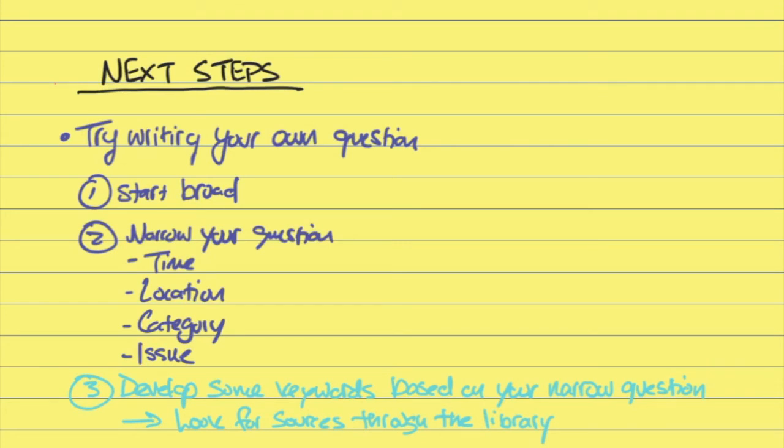Here are some next steps. First, I want you to try writing your own research question. The first part of this step is to start broad, so you don't have to have a narrow research question right away. Second, you should narrow your research question based on time, location, category, and issue, where relevant. And three, try to develop some keywords based on your revised or narrow research question. You can use these keywords to look for sources through the library.